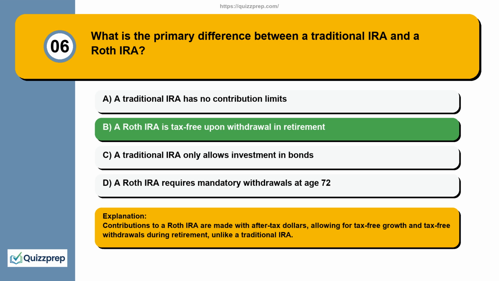Explanation. Contributions to a Roth IRA are made with after-tax dollars, allowing for tax-free growth and tax-free withdrawals during retirement, unlike a traditional IRA.